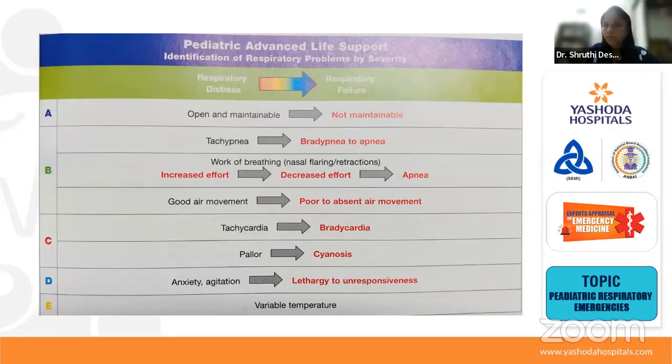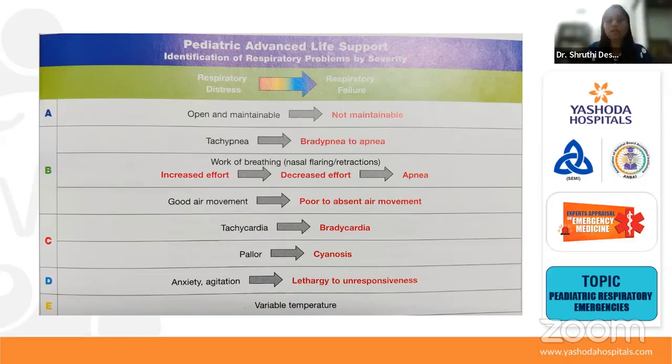Pertaining to the symptoms of respiratory distress and failure, we can go by the ABCD approach. Coming to the airway, a child presenting with respiratory distress would have an open or maintainable airway, but when it progresses to respiratory failure, the airway may not be patent. Coming to breathing, a child in respiratory distress would be tachypneic with increased effort of breathing. When it progresses to failure, the child would become bradypneic or apneic with decreased effort of breathing. Coming to circulation, the child in respiratory distress would be tachycardic and pale, but as it progresses to respiratory failure, the child would become bradycardic and cyanotic.